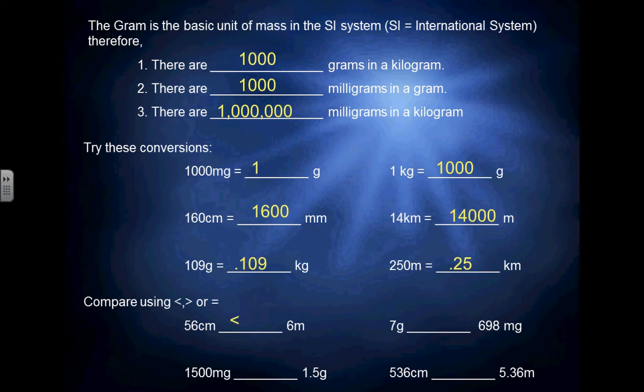56 centimeters is less than 60. 70 grams, 698 milligrams. 1,500 milligrams versus 1.5 grams. They're equal. And the last one, 536 centimeters versus 5.36 meters. They're also equal.